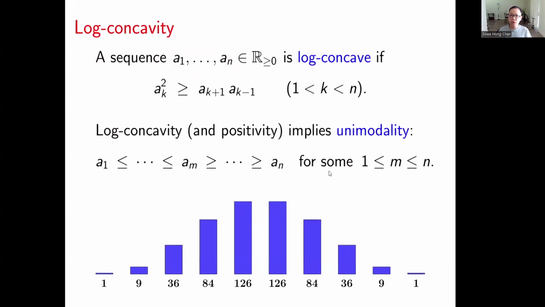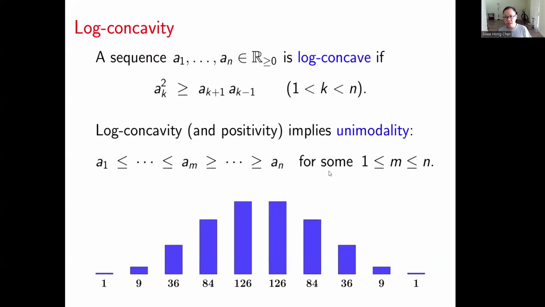We say that this sequence satisfies a log concave property if, for any k strictly between 1 and n, the square of the kth number is greater than or equal to the product of the neighbors, the k plus 1 number and the k minus 1 number. For example, this sequence here is a log concave sequence because, if we take the 9, its square is 81. 81 is indeed greater than 1 times 36. Right?